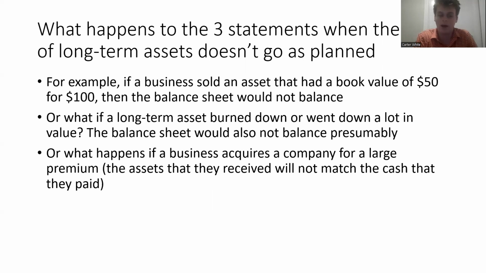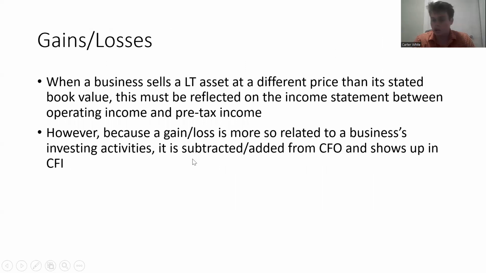So now I'm going to talk about how the mechanics of all these things actually work. Because of course the balance sheet will always balance. These are not actually errors, but I'll show you how in practice this actually works. So first, I'll just do the first scenario, a gain or a loss. This is when a business sells a long-term asset at a different price than its stated book value. And this must be reflected on the income statement between operating income and pre-tax income.